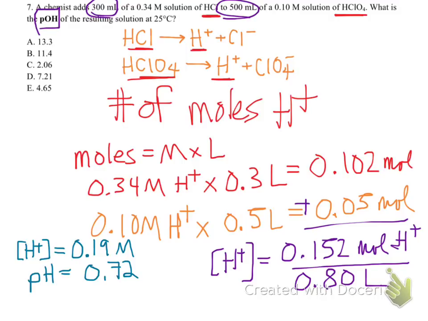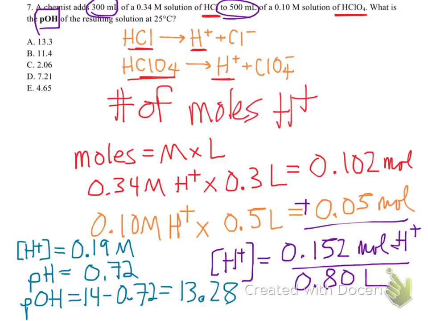So then to get the pOH, we need to do 14 minus that value. So 14 minus 0.72, which will end up equaling 13.28. Choice A.